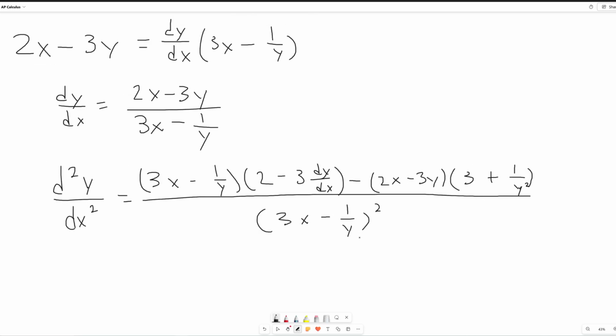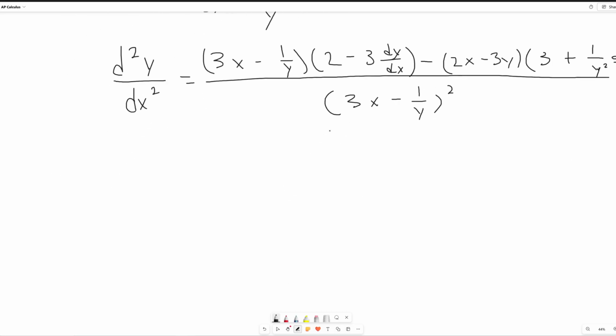Now, we have this result. This is not complete, however, because we have a dy dx over here. Oh, and something I forgot, a dy dx over here. So, what do we do? Well, we know dy over dx equals 2x minus 3y over 3x minus 1 over y. So, all you have to do is just plug this into here, plug this into here.